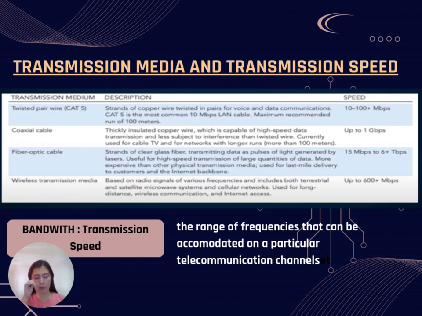Bandwidth: transmission speed is the range of frequencies that can be accommodated on a particular telecommunication channel. The difference between the highest and lowest frequency that may coexist on a single channel is known as the bandwidth. The bandwidth and transmission capacity of a channel increase as the frequency range increases.